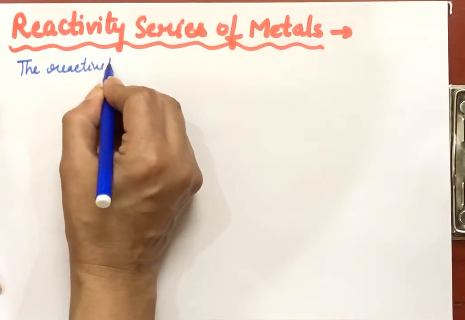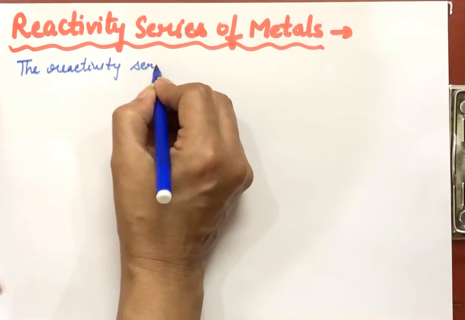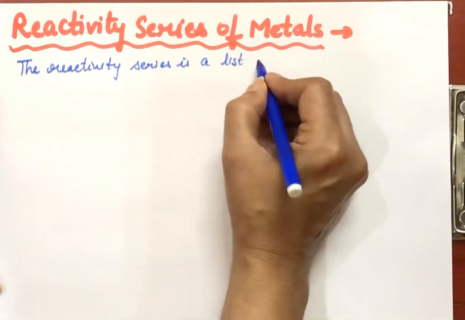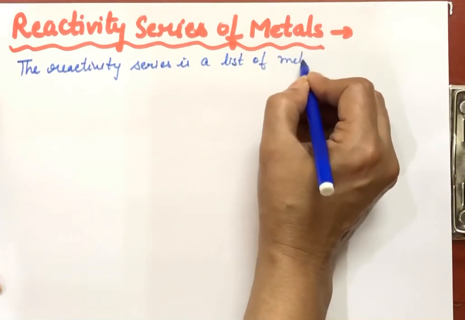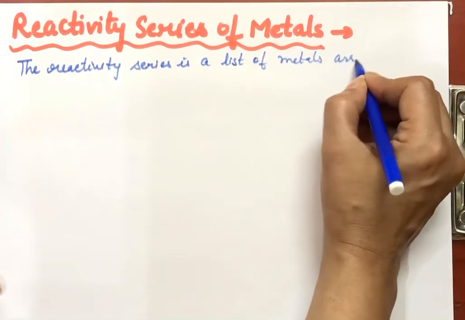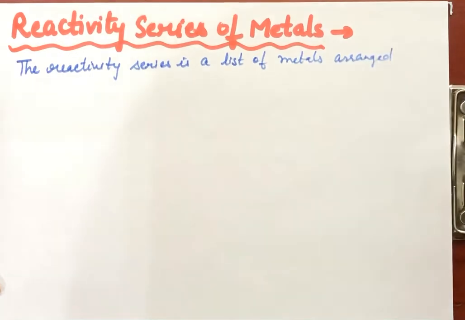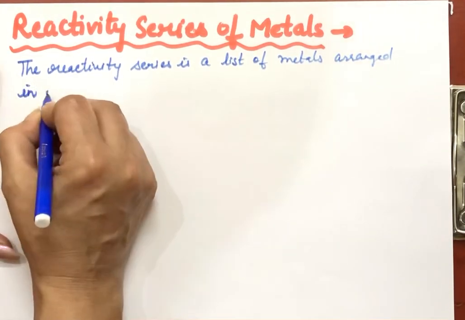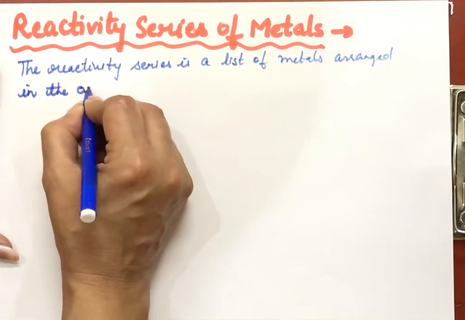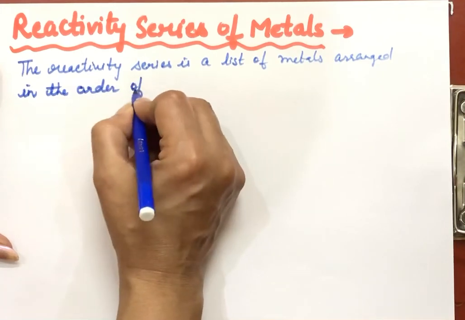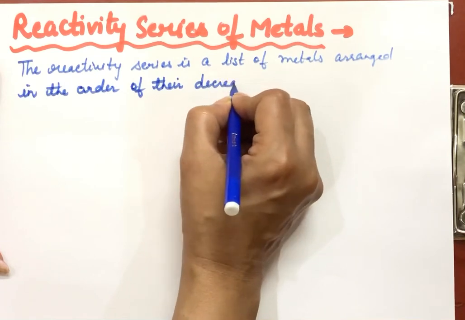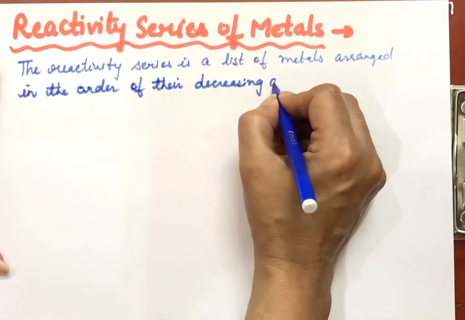In this we write the metals in their order of reactivity, and I'm arranging all these in decreasing order of their reactivity. So the activity series or reactivity series is a list of metals arranged in the order of their decreasing activity.